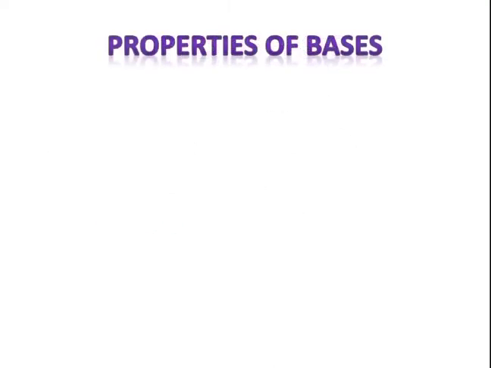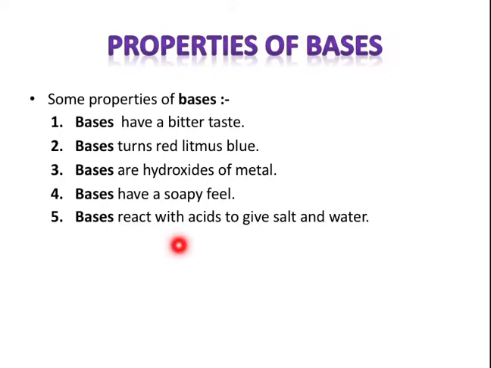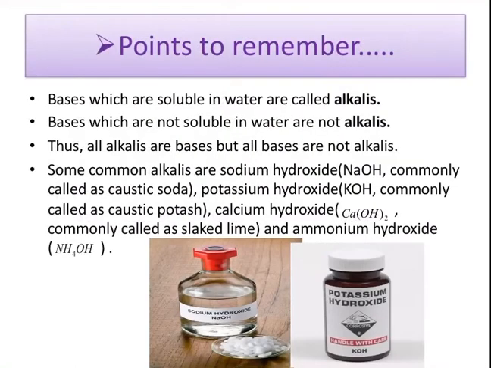Now let's discuss the properties of bases. Some of the properties of bases are: bases have a bitter taste, bases turn red litmus blue, bases are hydroxides of metals, bases have a soapy touch, and bases react with acids to give salt and water. Some points we need to remember: bases which are soluble in water are called alkalis, and bases which are not soluble in water are not alkalis. Thus, all alkalis are bases, but all bases are not alkalis.